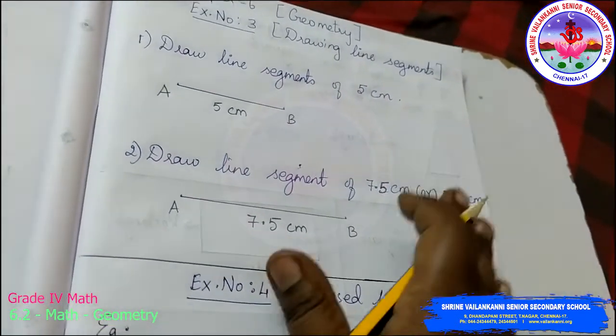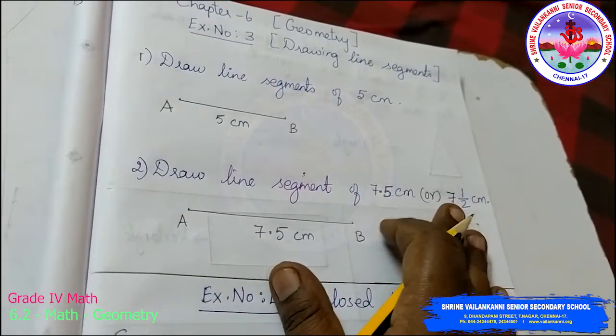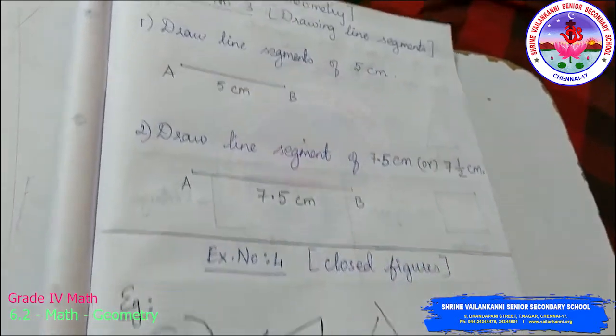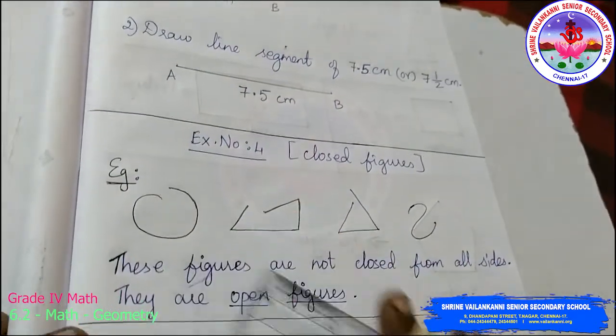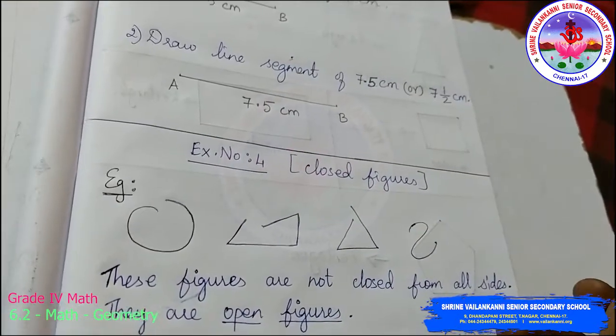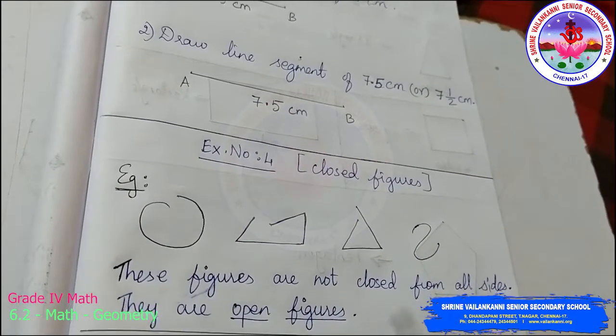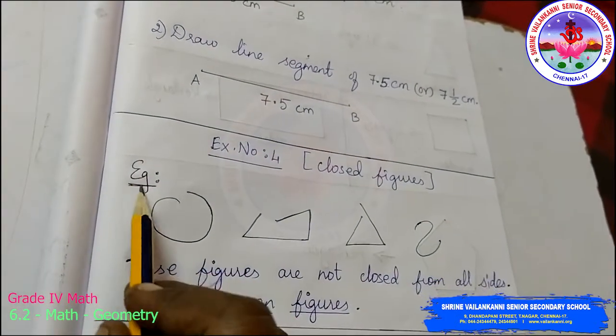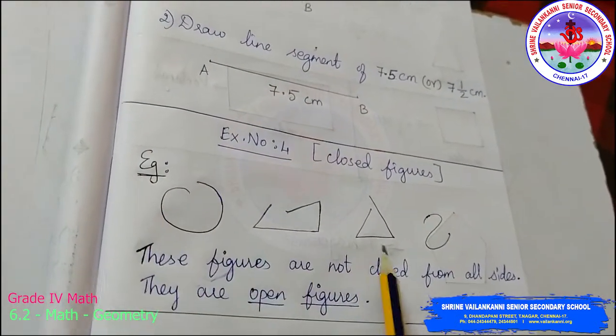Okay, so this is exercise 3, how to draw line segments for the given measurement. Next we are going to see exercise 4 about closed figures and open figures. We are going to see the difference between closed figures and open figures. For example, I have drawn some figures over here.